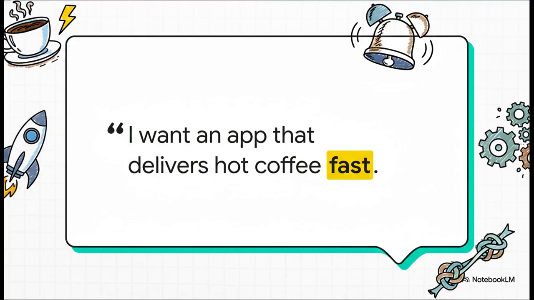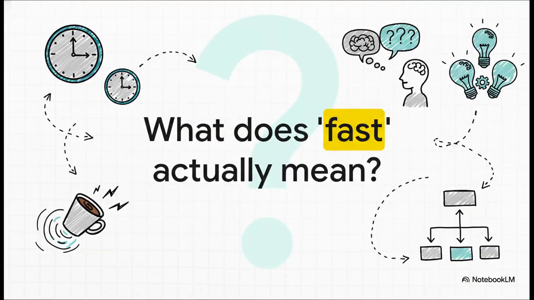So, our Caffeine Dash client comes to you and says this. Now, at first glance, you might think, okay, simple enough. But as an engineer, your spidey senses should be tingling. That one little word in there, fast, that's a huge red flag. I mean, seriously, what does fast actually mean? Is that 30 minutes? 10? Is it like instant, Star Trek transporter fast? See, it means something different to everyone. This is exactly where you have to start digging.